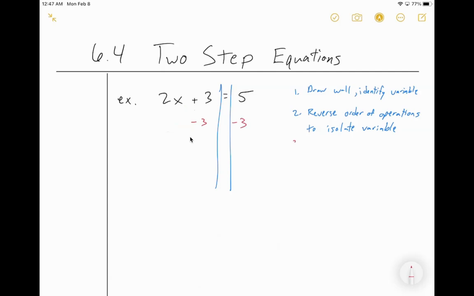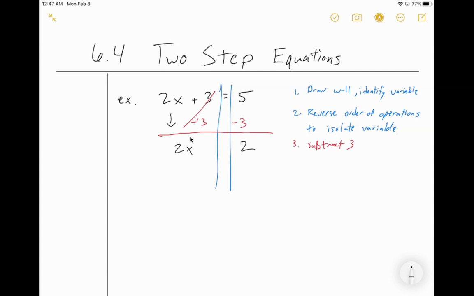Subtracting 3 from both sides. So what does that do? I'm going to draw my line here. I like to draw my line and simplify, because positive 3 and negative 3 are going to cancel out. All that I'm left with down here, this drops straight down, is a 2x. And then I have 5 minus 3, which is a positive 2.